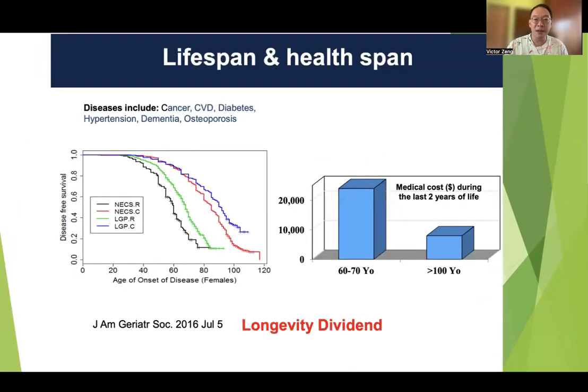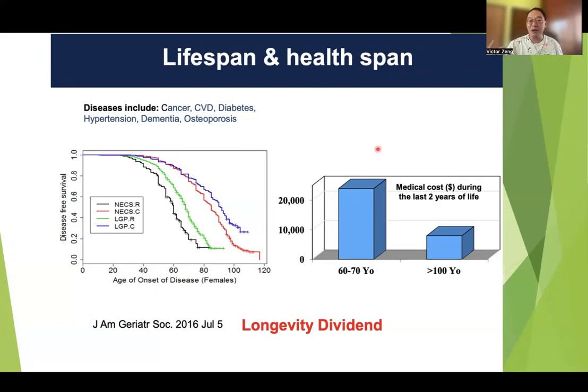Okay, what is the longevity dividend? There you go, longevity dividend. As you see here, if you live to 60 or 70, your medical cost in the last 2 years of life is very high. If you live to about 100 or more, your medical expenditure in the last 2 years of life is a lot less.